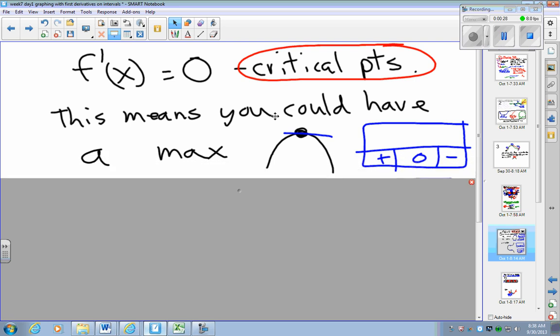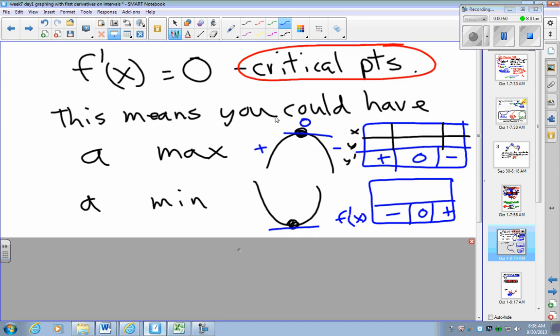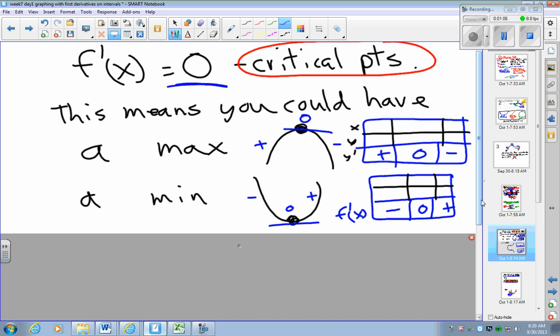Now, get used to the boxes here. Remember, this is the x, the y prime, okay? A max would be if I went up, 0, down. Because look, up, flat, down. That's a max. A min, in the bottom row again of your boxes that we're going to be building all day long, is you go down, flat, up. That's a minimum.